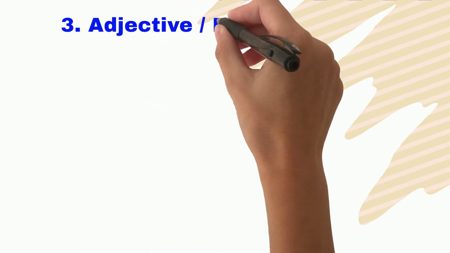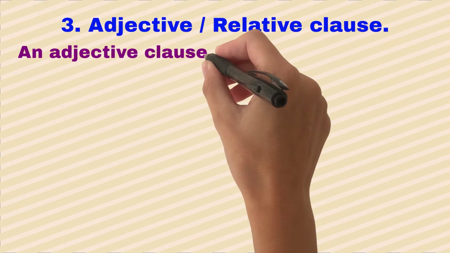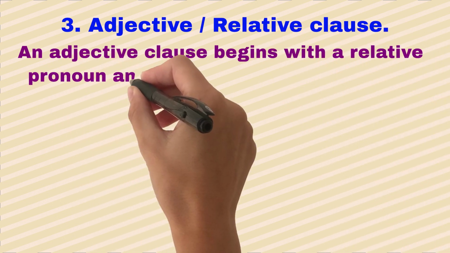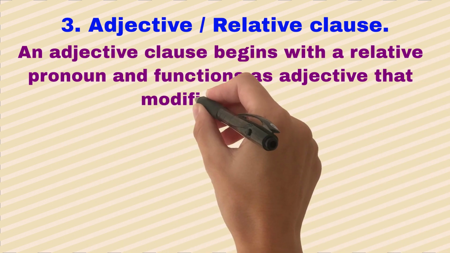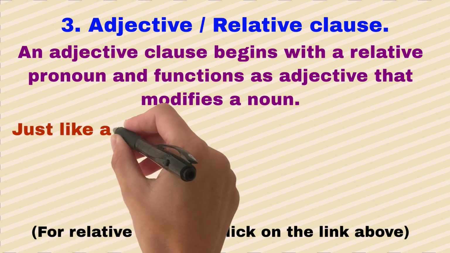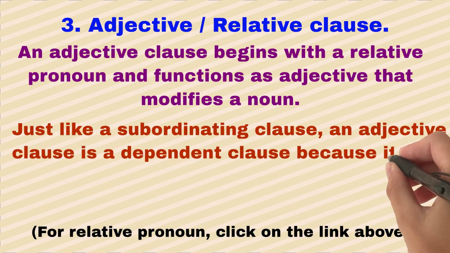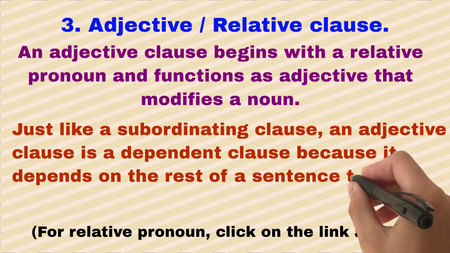Next is adjective or relative clause. An adjective clause begins with a relative pronoun and functions as adjective that modifies a noun. For relative pronoun, click on the link above. Just like a subordinating clause, an adjective clause is a dependent clause because it depends on the rest of a sentence to make sense.